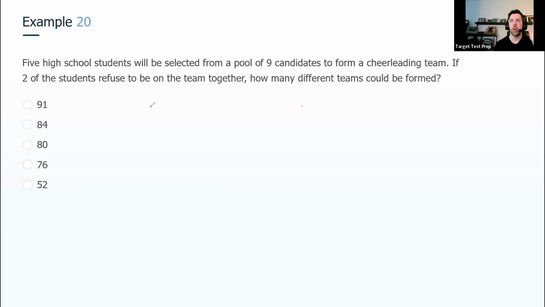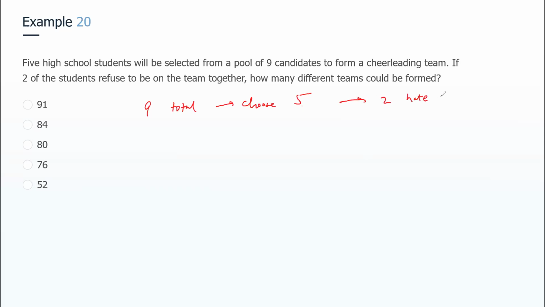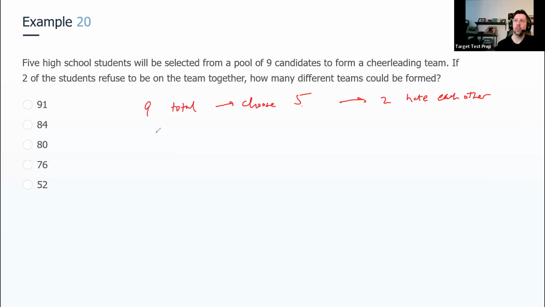So let's talk through this and jot it down. We've got 9 total students. We need to choose 5, but we've got these 2 who hate each other. So how could we make these teams and avoid having the 2 who hate each other be on the same team? You said one way is just that neither one of them is on the team.